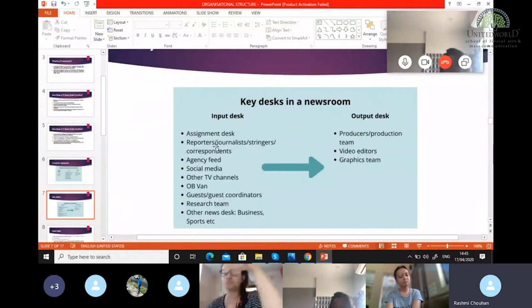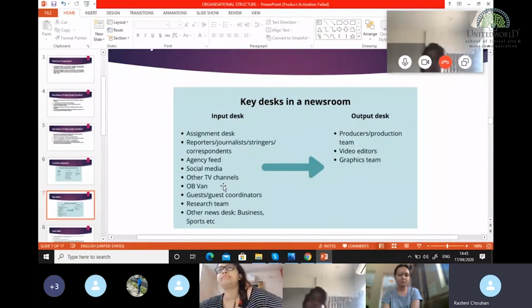A very basic, the first position, suppose you go and join a media organization, your designation will be reporter. You'll become a correspondent much later. Okay. Agency feed comes under the input desk. Now there is a particular desk which looks after the agency feed that comes in. There's a social media desk. There's a desk which looks after other channels: what is it that other channels are carrying, how are they carrying it, and they keep an eye on it, right? OB comes under the input desk, or all the activities related to it. Guests and guest coordinators come under the input desk.